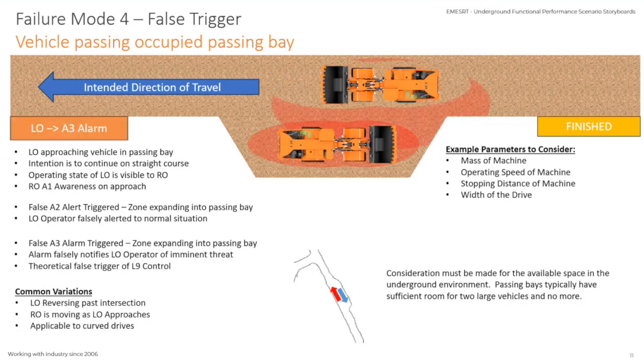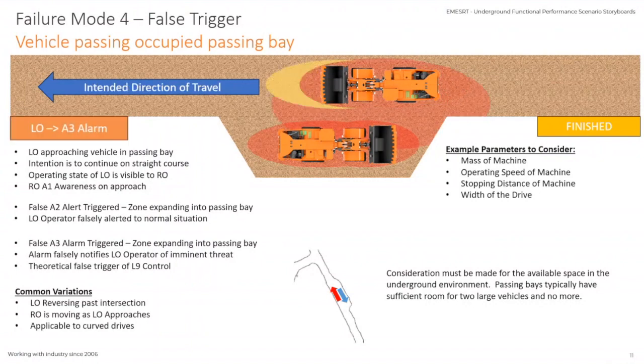So once again, this is not a collision, right? We're not predicting a collision here. We're intending to drive straight past, but we do have the potential for false alarms to occur. And again, if we were a theoretical level 9 operation with some sort of slow crawl stop solution in place, this would halt the operation.